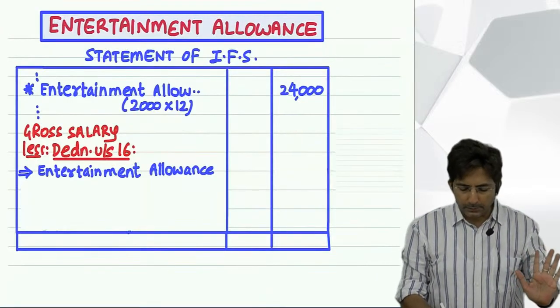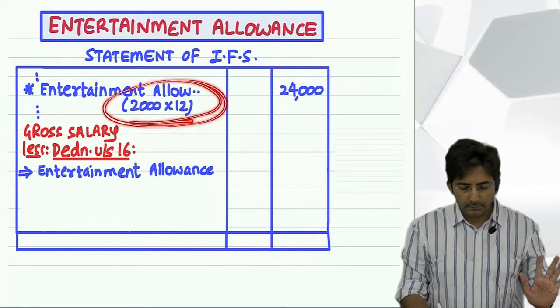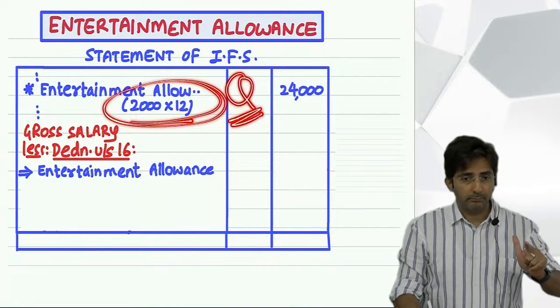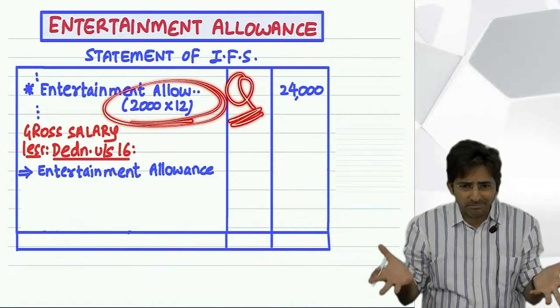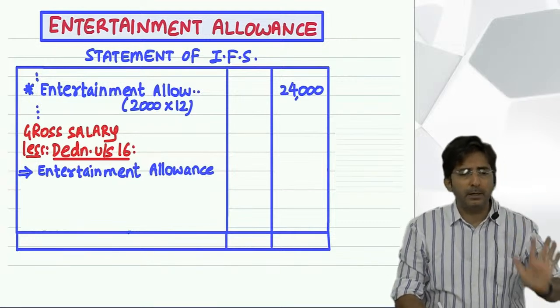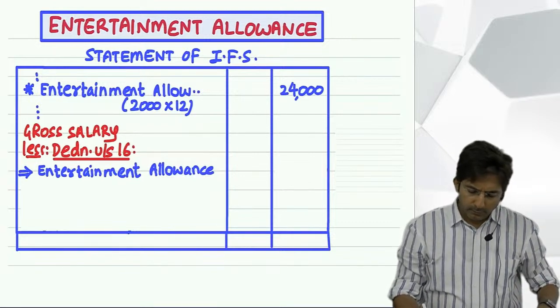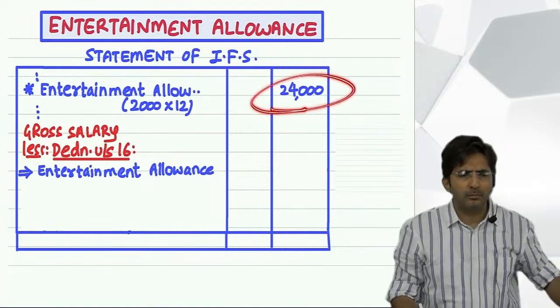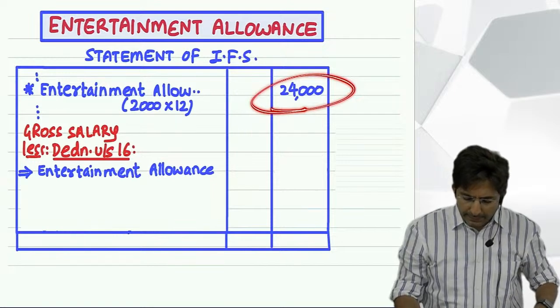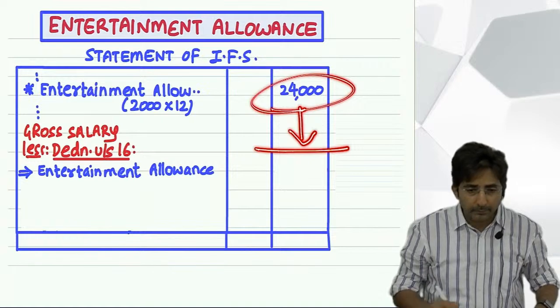Imagine the entertainment allowance given in the question is 2,000 per month. See, this will be given in the question. So assume it is given 2,000 per month. So multiply by 12, how much? 24,000. So first you put directly in the outer column, as if it's fully taxable. Okay. And then write all other items in the statement, total of the statement.